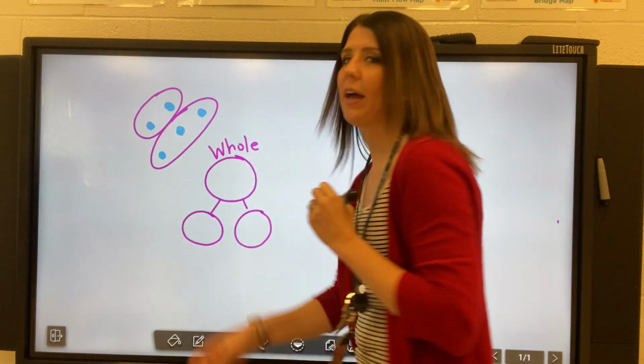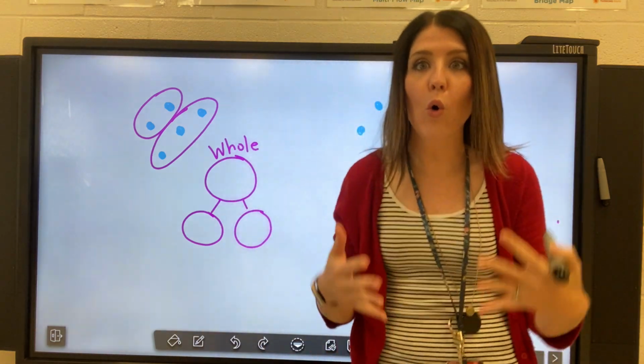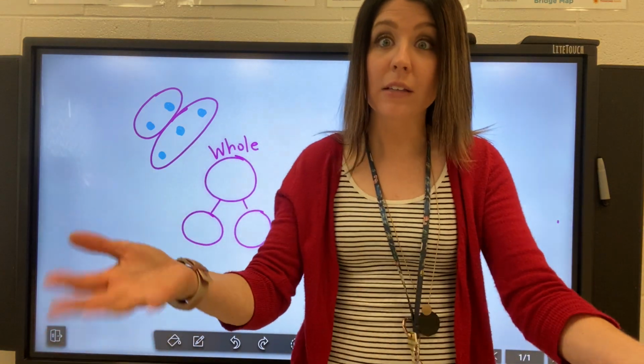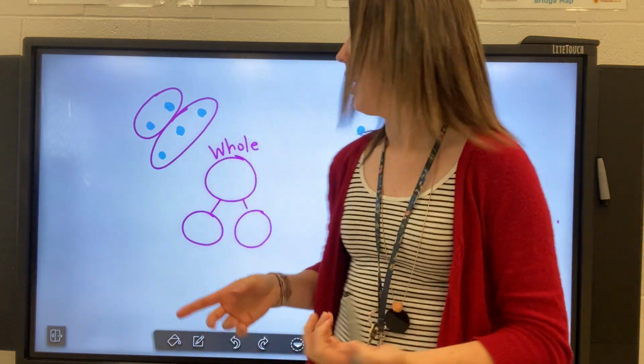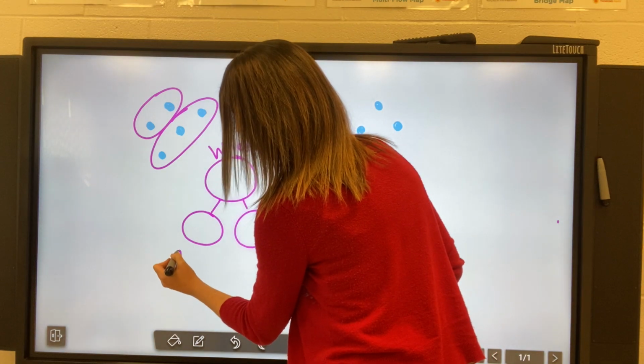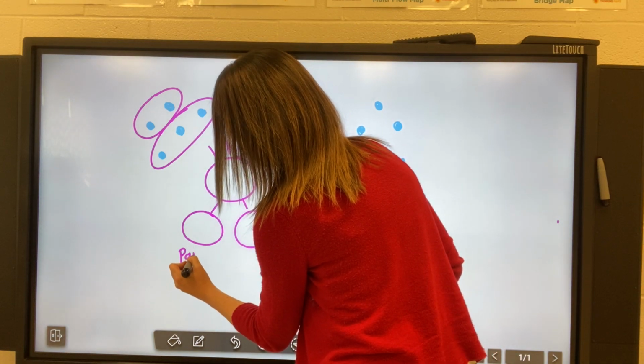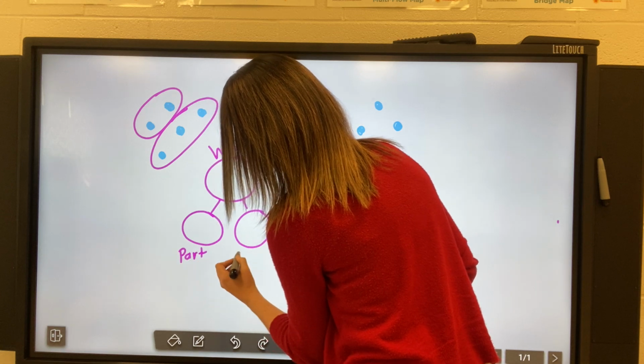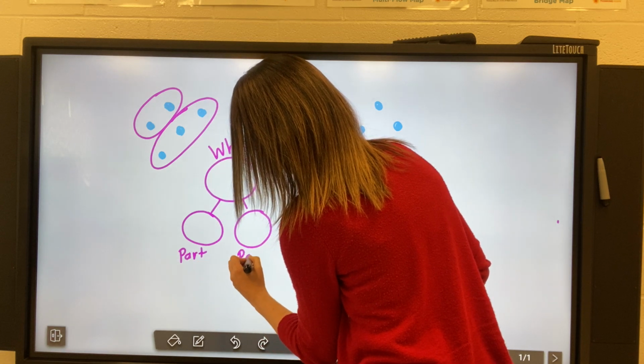Well, let's think about that. If you're going to eat the whole pizza, how much are you eating? You're eating all of it. So whole means all of it. And then down here, these are called the parts. If you eat part of the pizza, you're eating some of it. So this is a part and this is a part.